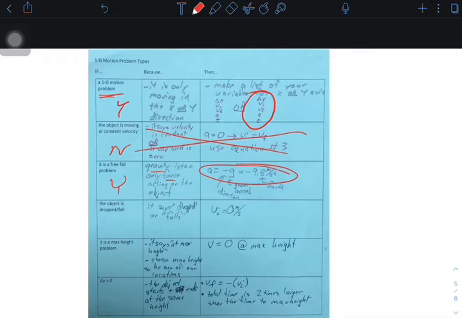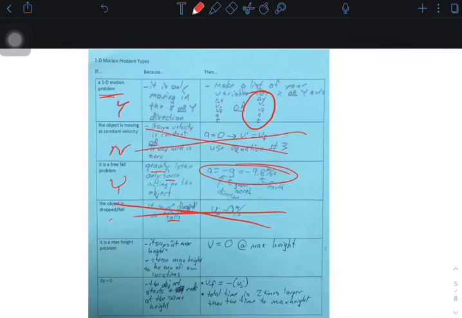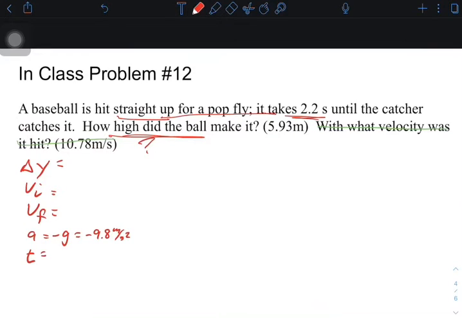Does it say anything about the object being dropped or falls? Nope. It says the ball was hit straight up. No. Is this a max height problem? So we have to look at this. The ball is hit straight up in the air. It reaches maximum height. And then it comes back down, right?